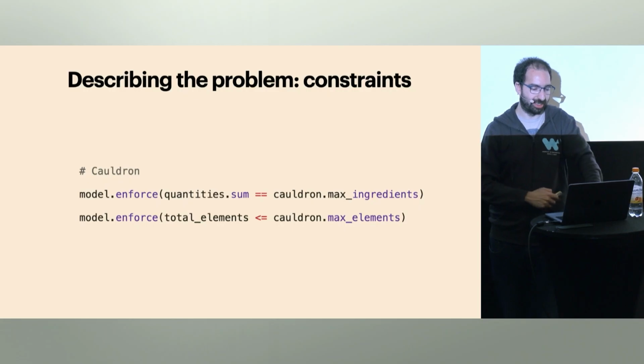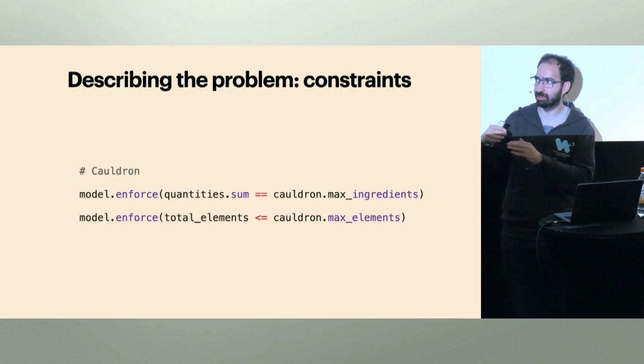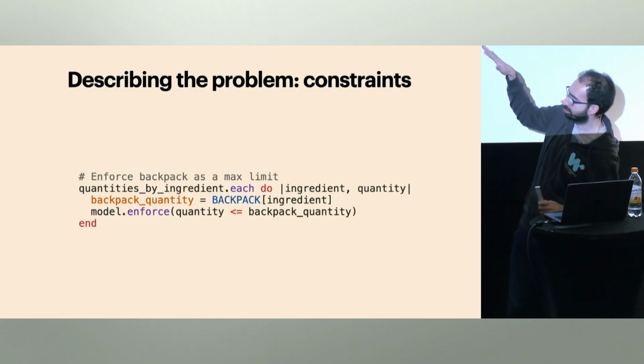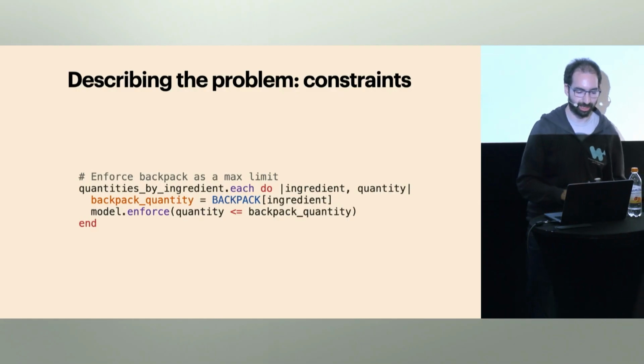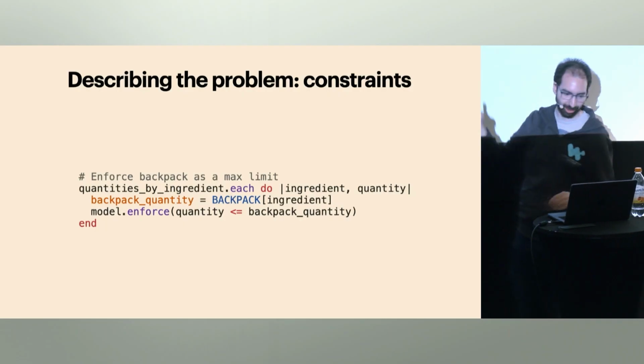And the last thing is that we want to describe the constraints of having the backpack constraints. So this is a bit more complex, where you have to loop through the backpack to the quantities in your backpack and just set that the quantity is less than the backpack quantity. So here, second line.